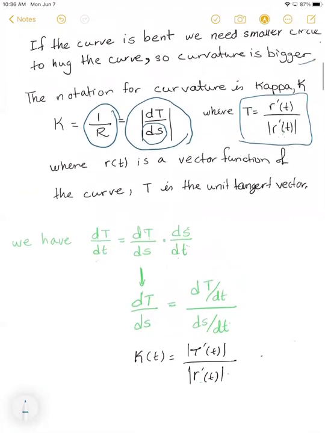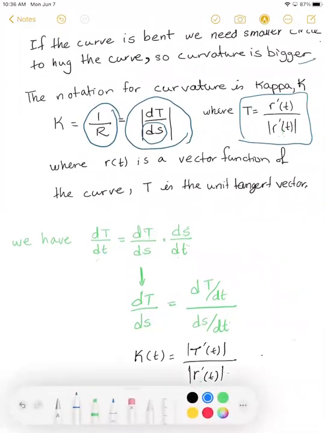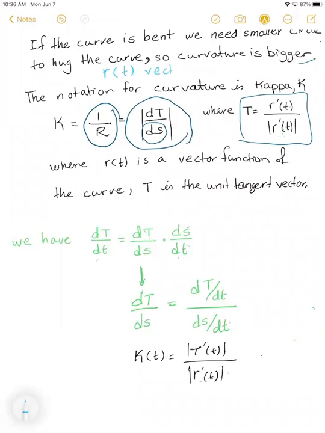Again, as I told you earlier, when we define r of t as the vector function of a smooth curve or path, then we find r prime. We divide it by the magnitude of r prime of t, to find the unit tangent vector.